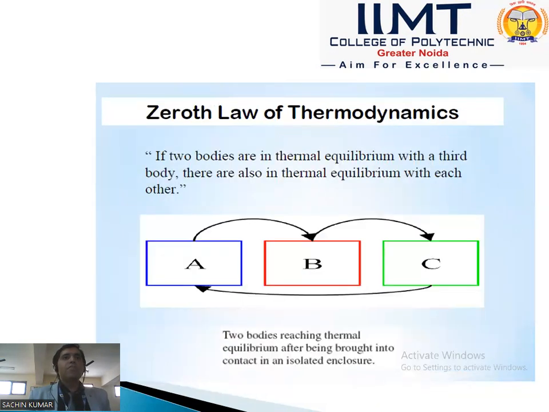Then we discuss the zeroth law of thermodynamics. The zeroth law means if body A is in thermal equilibrium with body B, and body A is also in thermal equilibrium with body C, then B and C are also in thermal equilibrium with each other. That is called the zeroth law of thermodynamics. It is the basis for the measurement of temperature. So this is the zeroth law of thermodynamics.